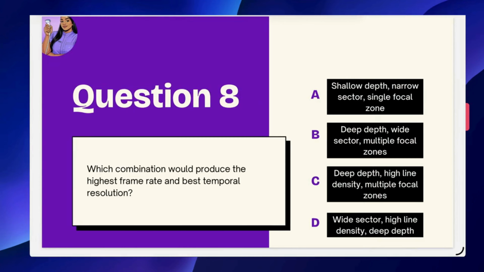All right, next question says, which combination would produce the highest frame rate and best temporal resolution? Take your time and read through these ones, okay? You have a lot of words here. You're looking for the combination that gives you the highest frame rate and the best temporal resolution. All right, I'm seeing A, and D. Another A.